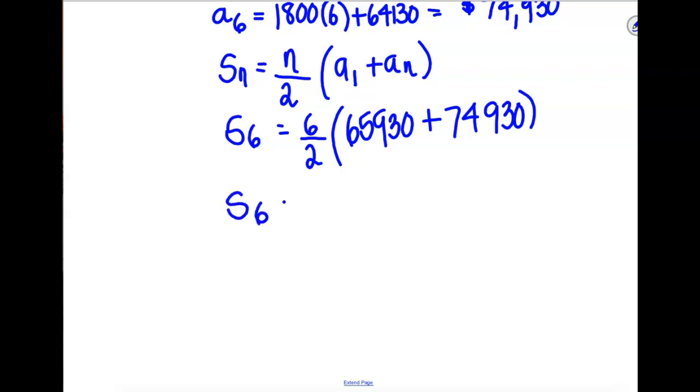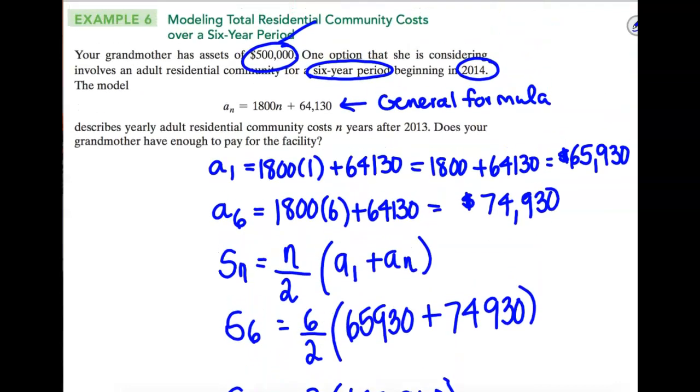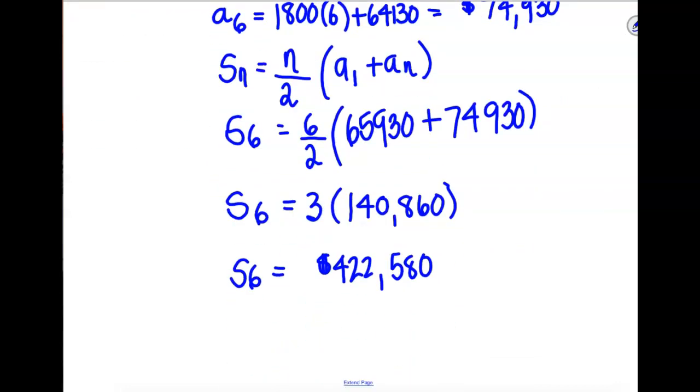So the sum of these 6 terms, 6 divided by 2 is 3. Add up those values in your parentheses, 140,860. Multiply it by 3, and the cost for her to live in that community is $422,580. So is it less than $500,000? Yes. So she's able to pay for that facility for 6 years.